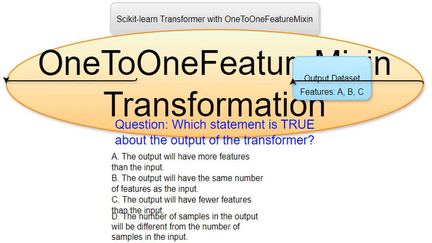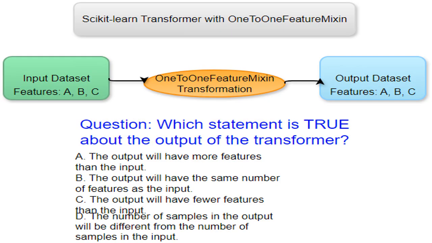This is what I get after I apply the OneToOneFeatureMixin to the input dataset. Since it's a one-to-one transformation, the output will have exactly the same features as the input. I am using a scikit-learn transformer, a tool for data processing, which utilizes the OneToOneFeatureMixin. That is, it maintains a one-to-one mapping of input features to output features. It's like a mirror. What goes in comes out exactly the same.